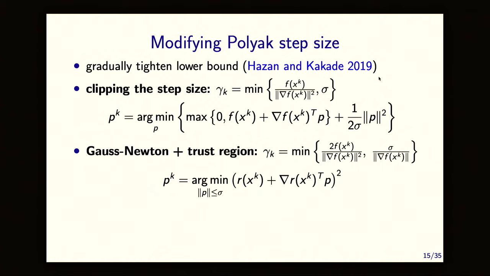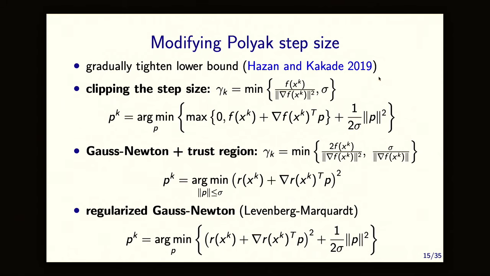Or you can do a trust region. Trust region basically is this: if you minimize this, you put a trust region. You see my step size cannot be larger than sigma, and you will actually end up with this rule. So there are different ways you can stabilize the Polyak step size.